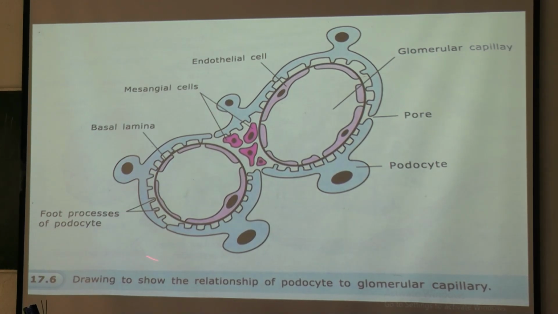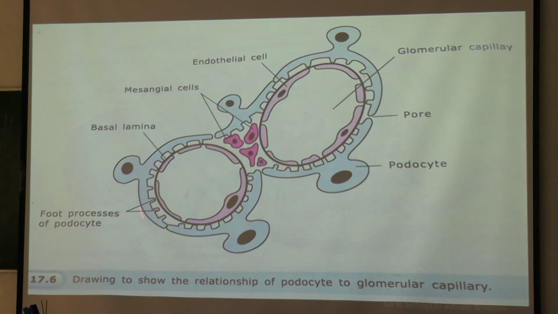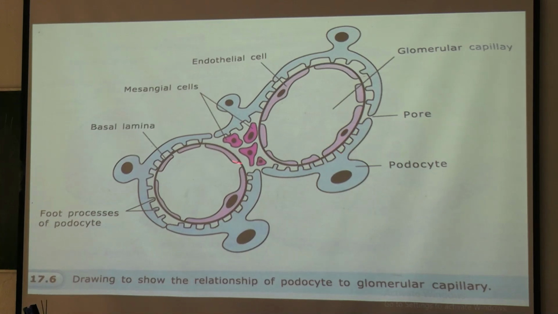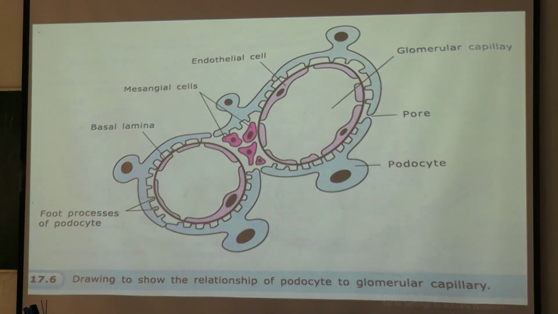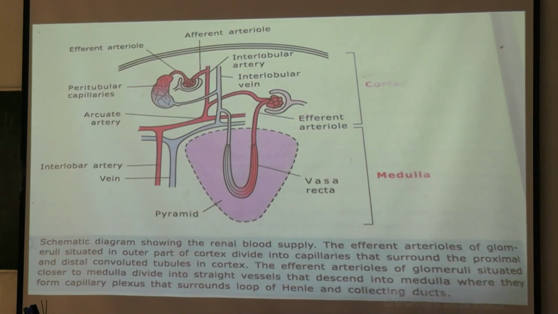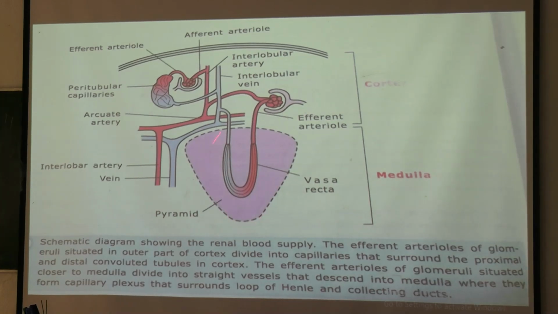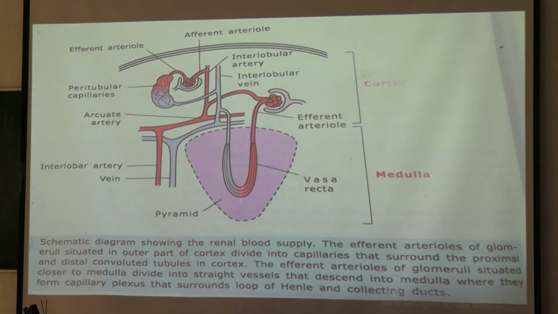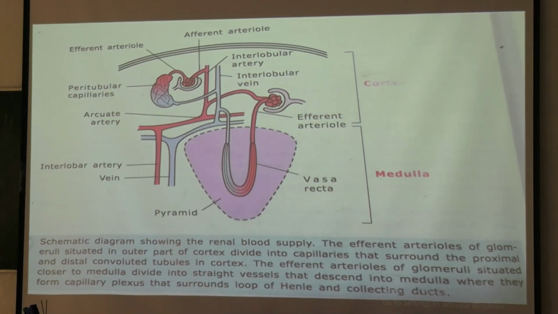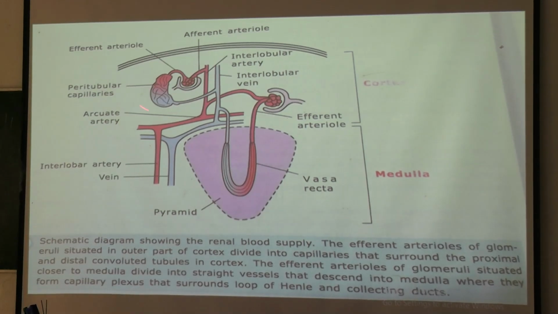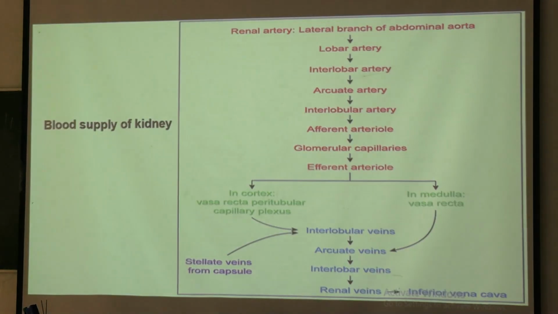So this is showing the relationship of podocyte to the glomerular capillaries. It is surrounding the glomerular capillary. These are the foot processes. Some mesangial cells are present in between the capillaries. This is vasa recta around the loop of Henle of juxtamedullary nephrons. This is peritubular capillary plexus, glomerular capillaries.